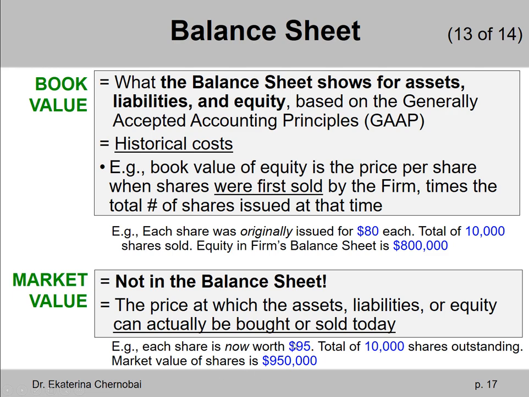In this little example, I'm again looking at equity, shares of stock. Let's say historically shares were sold for $80 each, but now you can sell each share for $95. This means that if the firm has a total of 10,000 shares, then the total market value of the firm's equity will equal $950,000. See how it's a much larger number than the book value of only $800,000.